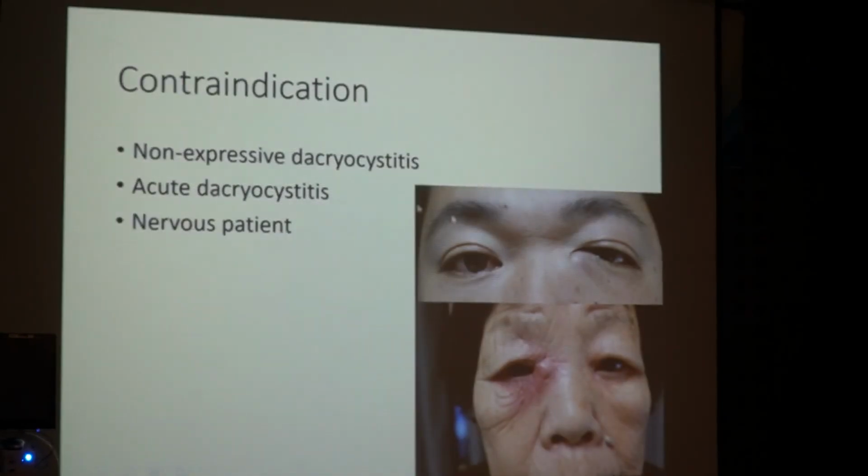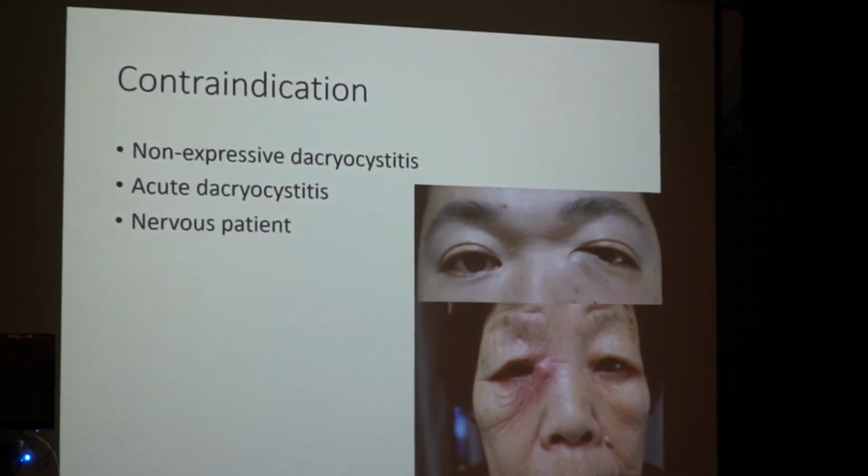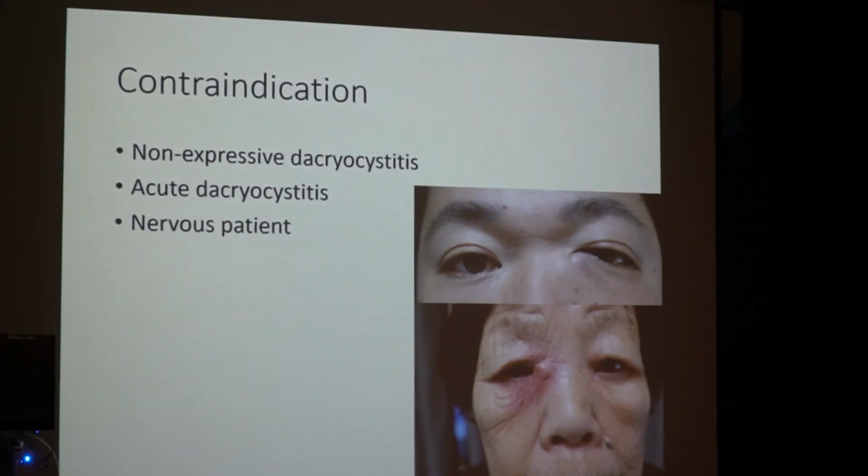And the contraindications include non-expressive dacryocystitis, acute dacryocystitis, and malignant lymphoma. So if you see this kind of patient, go for CT before thinking about dacryoendoscopy.